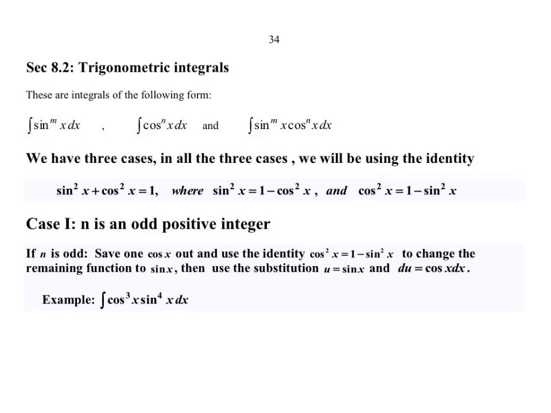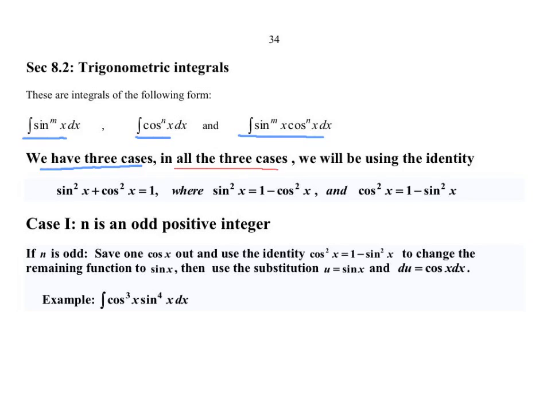Section 8.2, Trigonometric integrals. We are going to see how to integrate powers of sine and cosine, and then powers of tan and secant. We'll start with sine and cosine, which are of this form. We are going to see three cases.